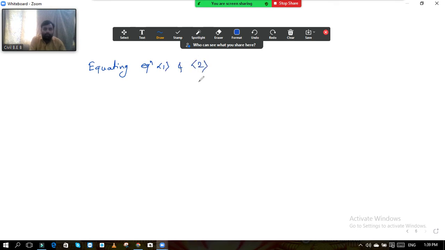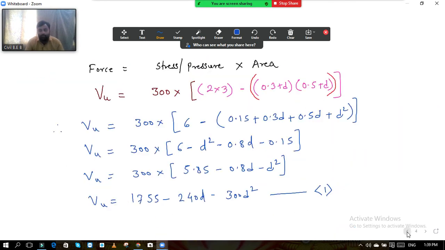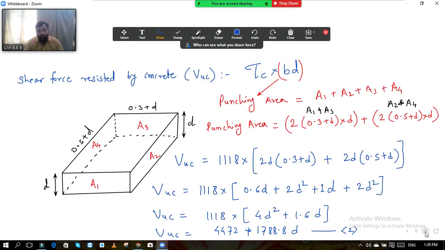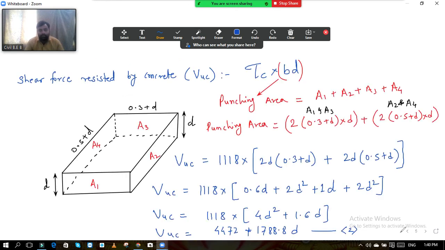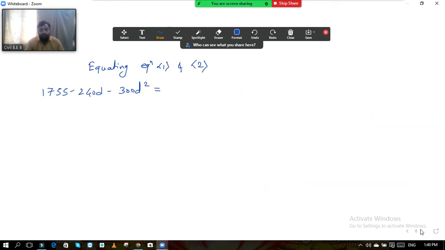Now if you equate both the equations, what will you get? What is there in our first equation? This is our first equation: 1755, 240 and 300, which is equal to, what is our second equation? 4472 plus 1788.8 D.